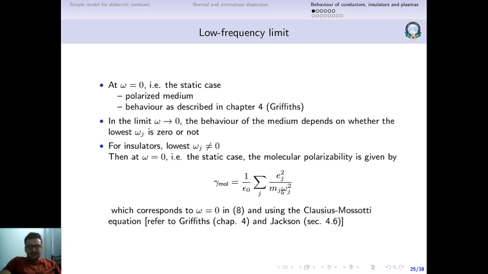You have already written down equation number 8. In equation number 8, you just set omega equal to 0, and you can use the Clausius-Mossotti equation. If you want to know what this equation is, just refer to Griffiths chapter 4 or Jackson section 4.6. So take equation number 8 which you had noted down, put omega equal to 0 and then use that in the Clausius-Mossotti equation. That is going to give us the molecular polarizability of the medium.